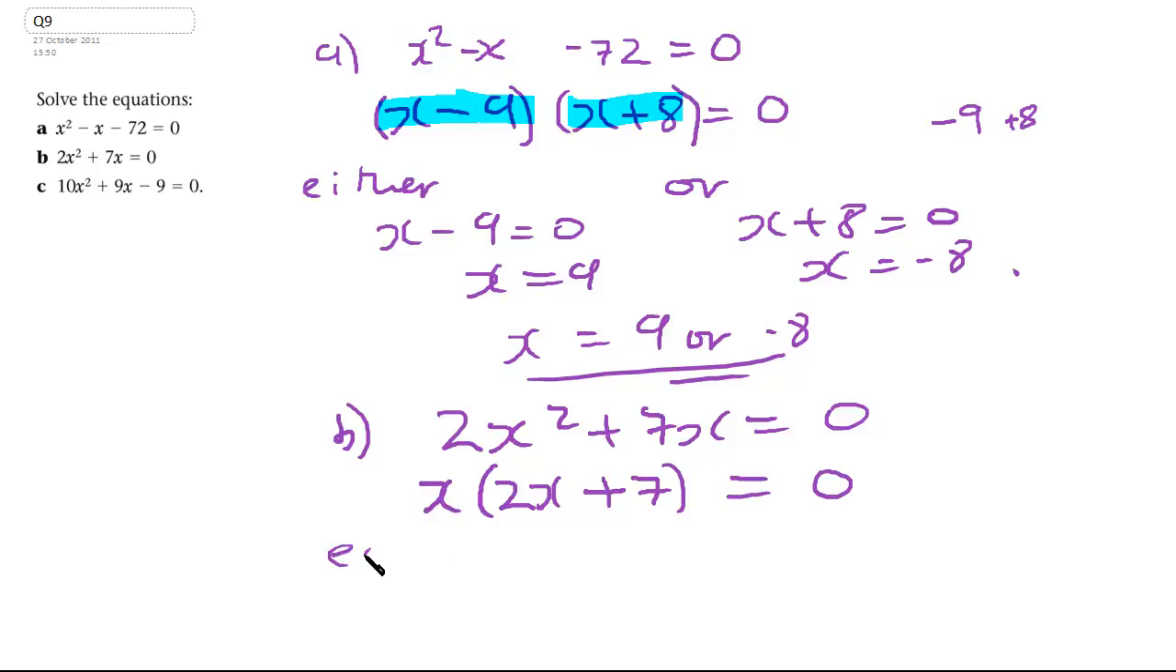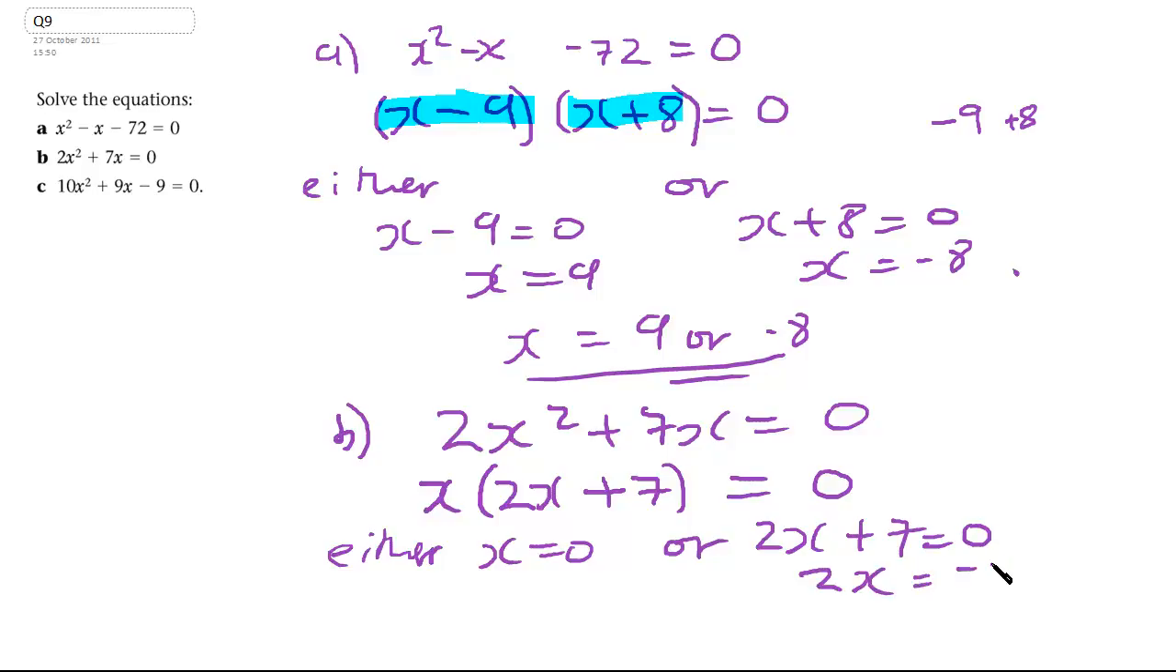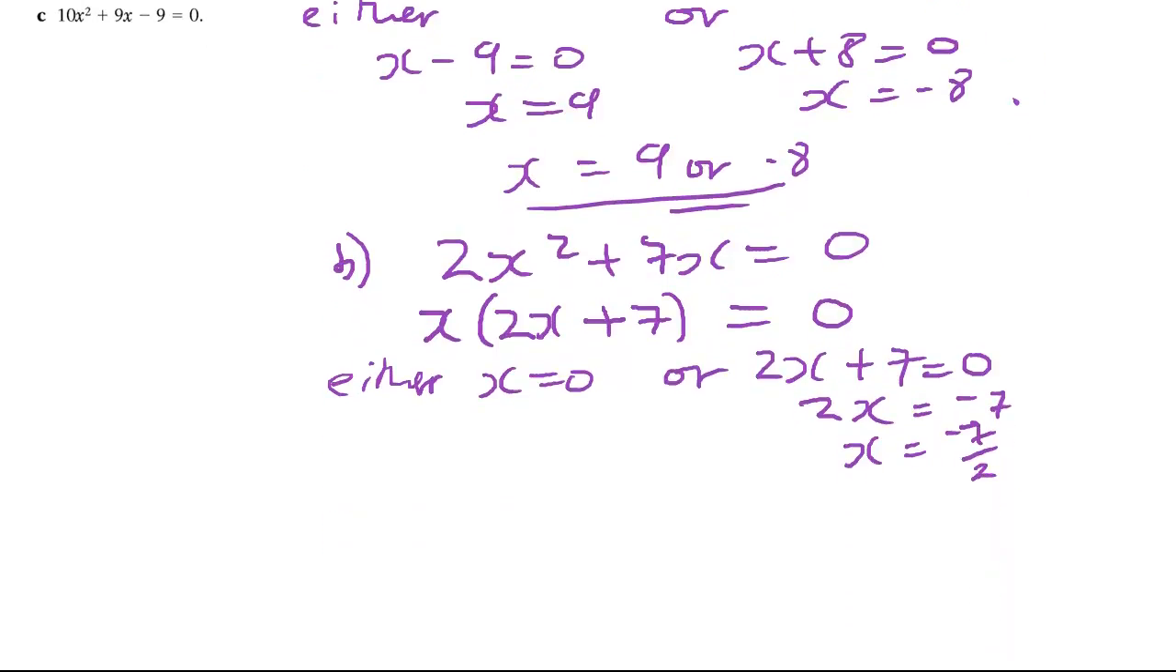So either x equals 0 or 2x plus 7 must equal 0, using the ideas we just used in the last expression. So we don't need to do any more of this, and from here we can see that 2x must equal minus 7, so x must equal minus 7 over 2. So our final answer, x will equal 0 or minus 7 over 2.